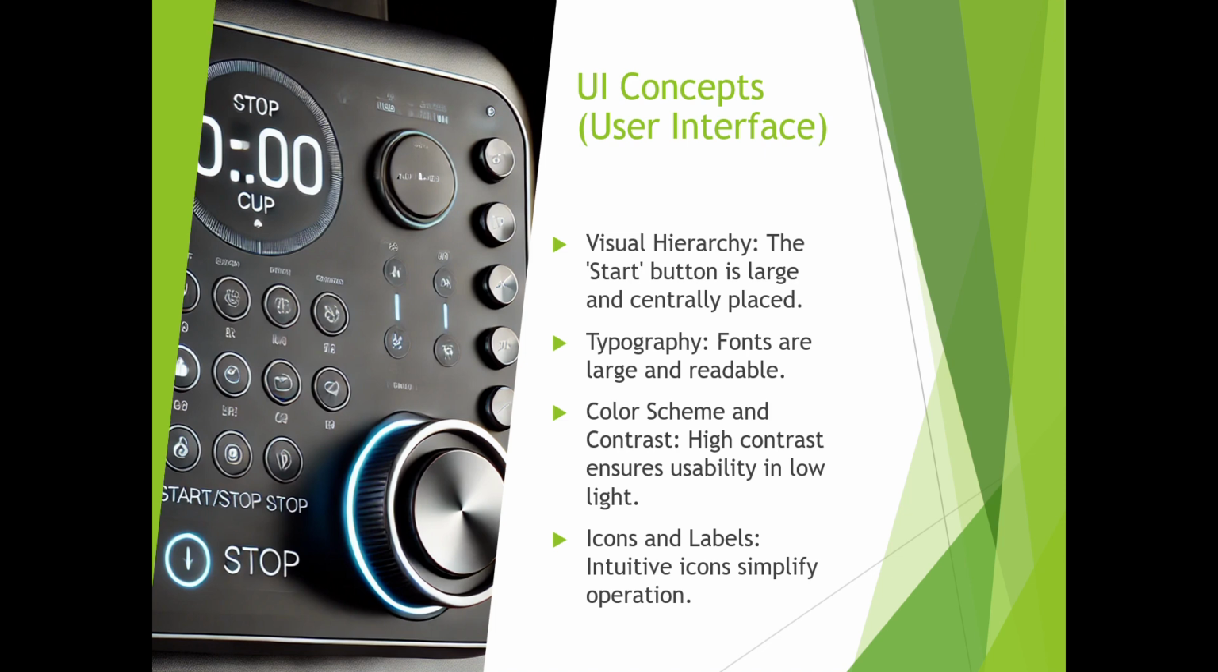Second, typography. The text on the screen is big and very clear, so users can quickly read the information, like coffee strength or the next step in the process. Third, color scheme and contrast. The buttons and screen are designed with high contrast, meaning the colors stand out from each other. This is very helpful, especially in dim lighting or for users with poor eyesight.